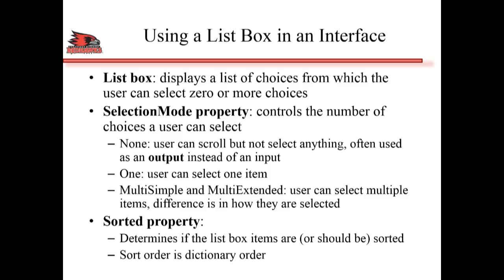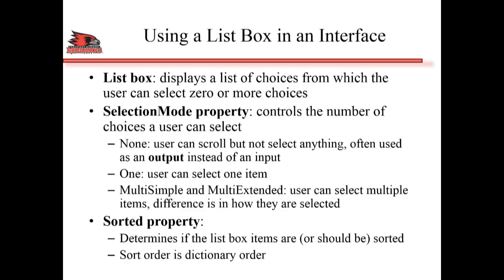Sometimes you just want to display a lot of items or choices. I mean, if you cannot select anything, it's not a choice. So if you just want to list a number of things and make the user look at it and not do anything with it, then you can set the selection mode property to none, so that it's basically used as an output instead of any sort of input. The user can scroll down and see what the different items are. You can also have the user select only one choice, and then you use the selection mode property of one.